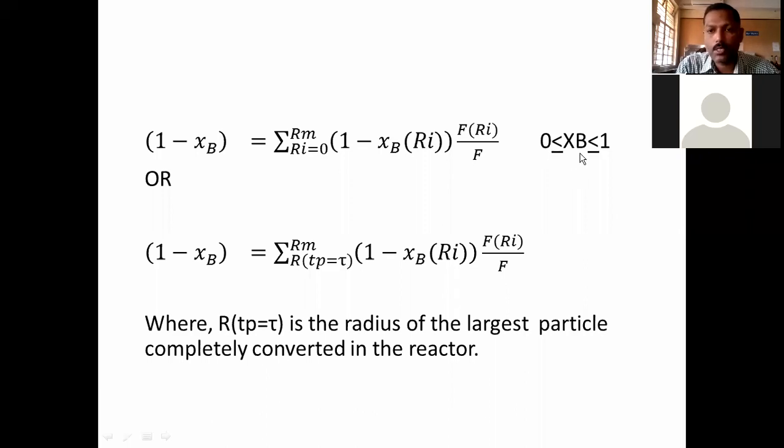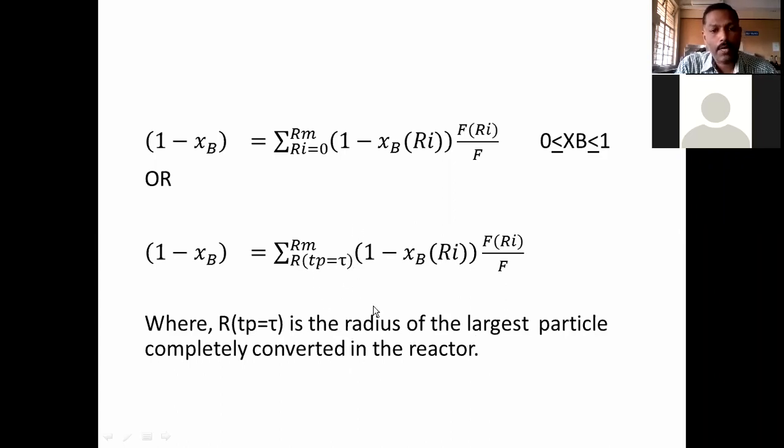X_B is from 0 to 1. So we write the equation like this: 1 minus X_B(R_i), with the lower limit R at t_p equal to tau. Why t_p equal to tau? Because R at t_p equal to tau is the radius of the largest particle completely converted in the reactor. Note this. So what is the meaning of this?